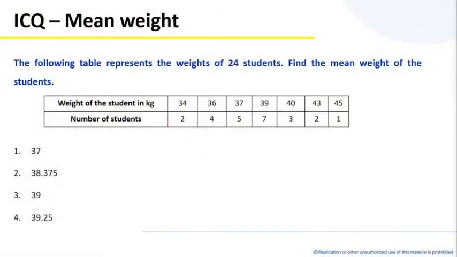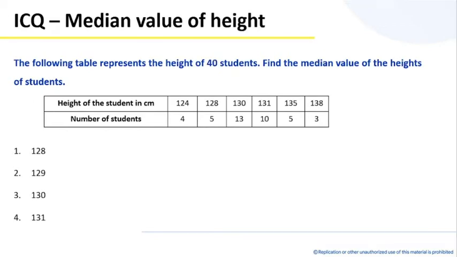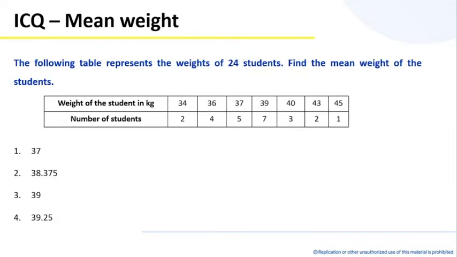Now let's get into the question. I'm sure given time anybody can do it, but let's look at the various ways of approaching the weight of the students. So the observation has been given. The weight of the student, let me take it as x, which has been given as how much? 34, 36, 37, 39, 43 and 45, and I do have the frequency, which is given as 2, 4, 5, 7, 3, 2, 1.